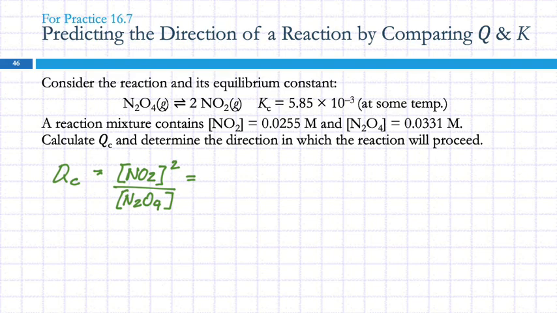So we're going to put in the values that were given here, 0.0255, and that'll be squared, divided by 0.0331, and we'll get a value for that. So this is 0.019645.